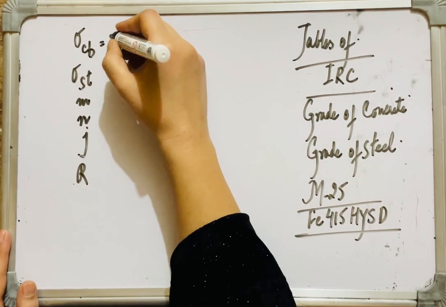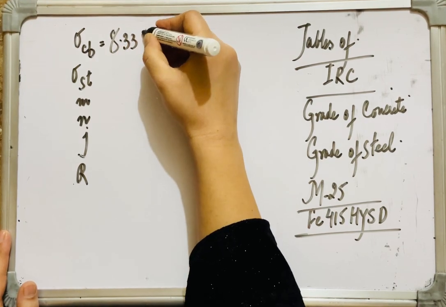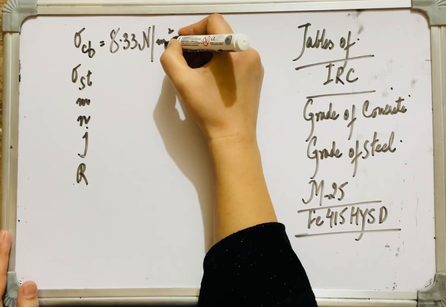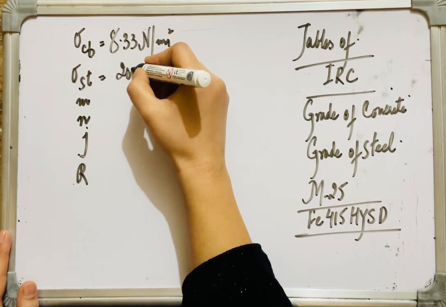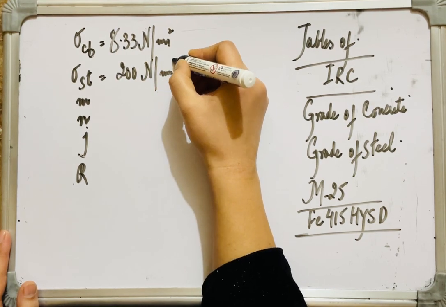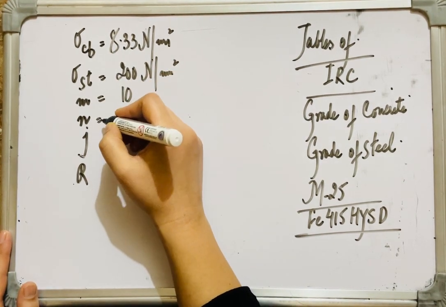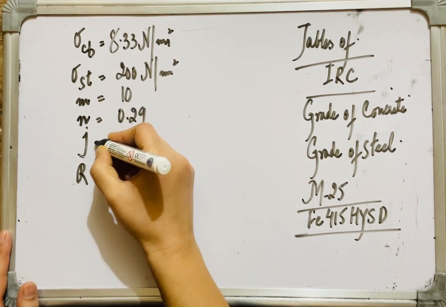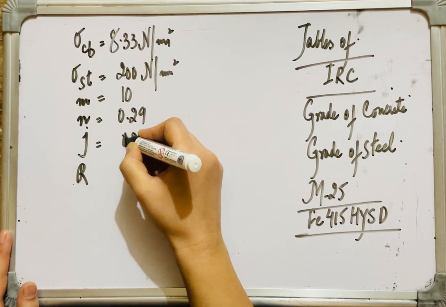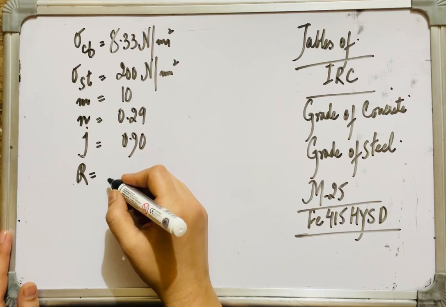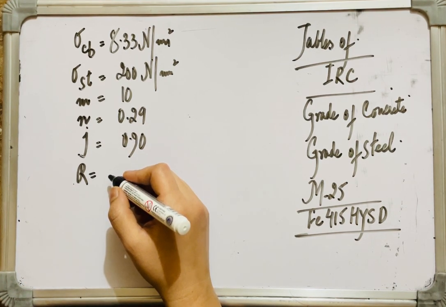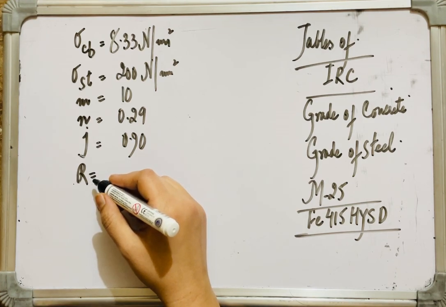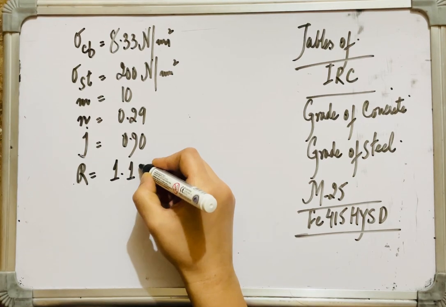My sigma CBC from the tables is 8.33 Newton per mm square. Sigma ST is 200 Newton per mm square. M, as per IRC 21, we take 10. N is 0.29. J, my lever arm factor, is 0.90. And R, my coefficient of resistance, which when multiplied by BD square will give me the moment of resistance. As per the tables, it is 1.10.